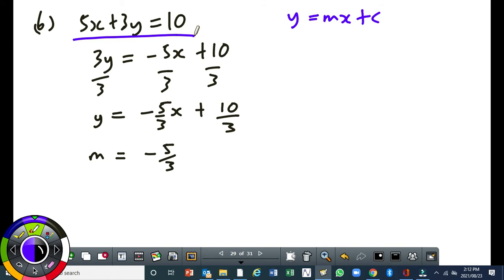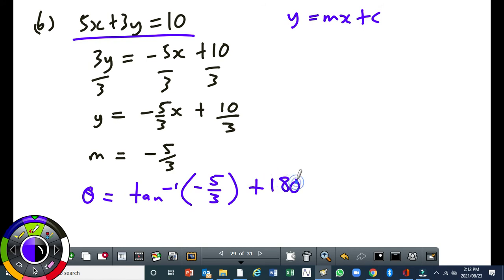Okay? So from here now I can say theta is equal to shift tan of negative 5 over 3 plus 180 degrees. What answer do you get? 120,96 degrees. Okay, remember your final answer must be an obtuse angle, that is an angle between 90 and 180 degrees. Always. Your angle of inclination can be acute, between 0 and 90, if the gradient is positive, or it can be obtuse if the gradient is negative.